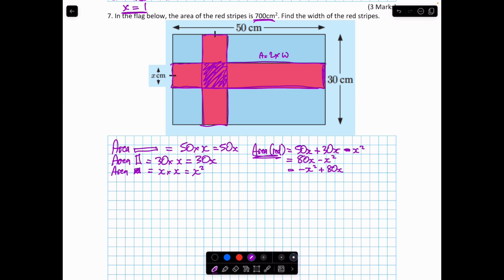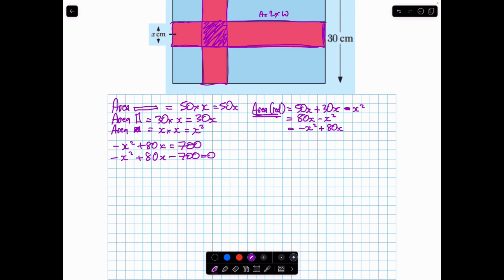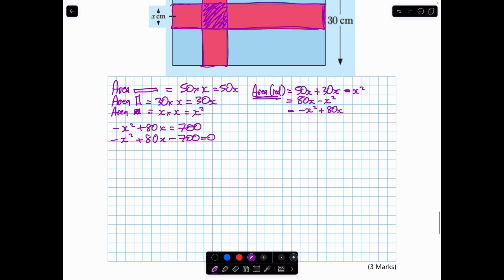So we have a quadratic here. Negative x squared plus 80x is equal to 700. To solve any quadratic equation, it needs to equal 0. So negative x squared plus 80x, opposite of positive 700 is negative 700, equals 0. Now I want to solve this the proper way, which is by factorizing. But I can only factorize when my x squared is positive. So I need to get rid of the factor of negative 1 from everything.